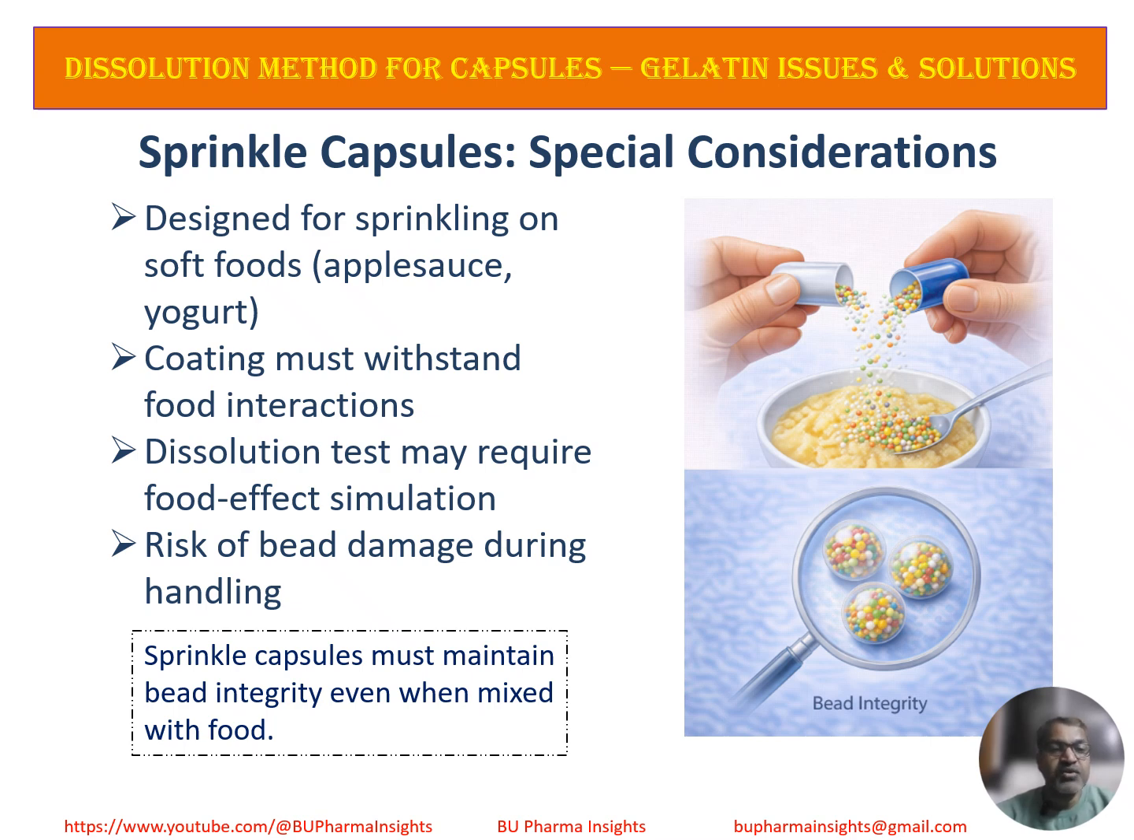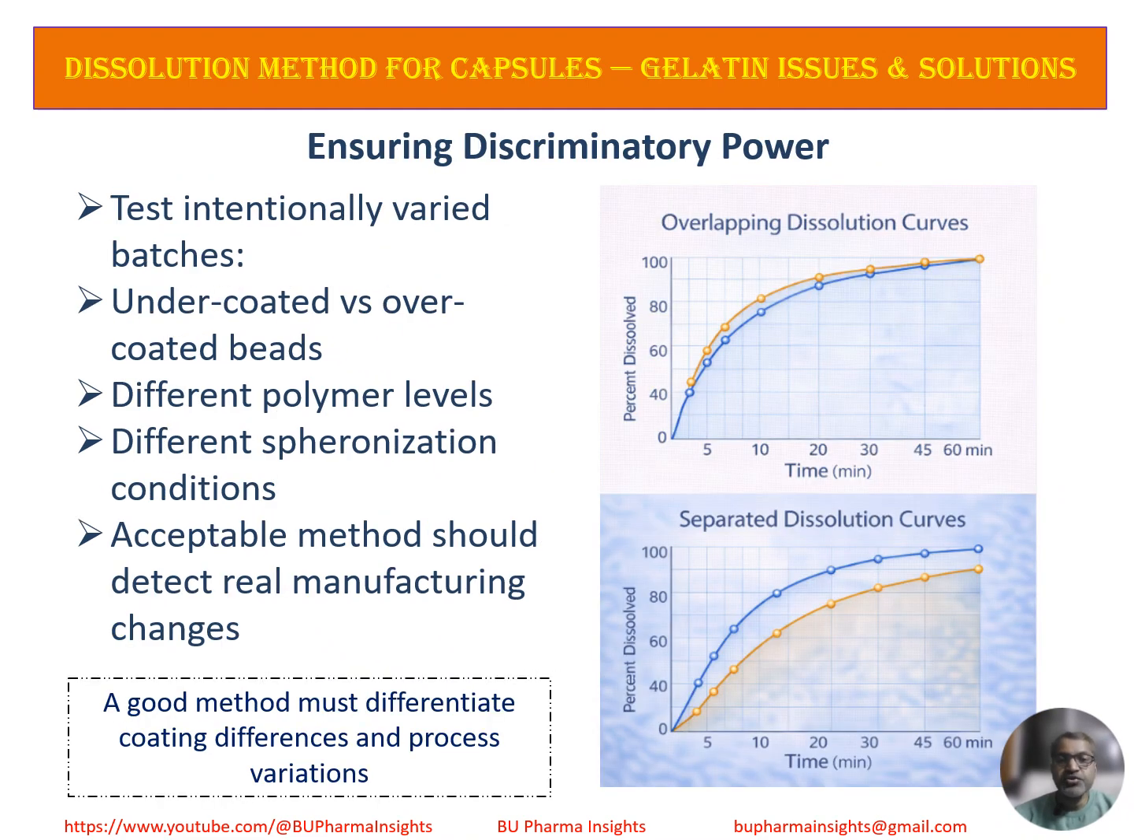Key risk to control: bead damage during handling can destroy the release profile. The coating must protect the drug until it reaches the target site. Discriminatory dissolution methods are critical to SUPAC MR and ANDA submissions. Regulators expect your method to detect changes that can impact drug performance, not just pass good batches.